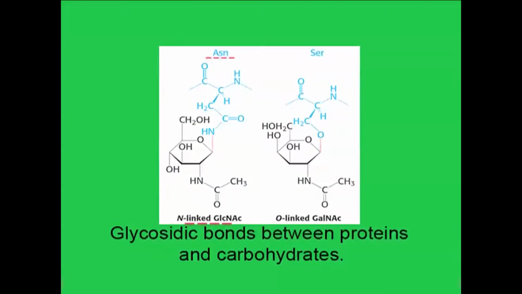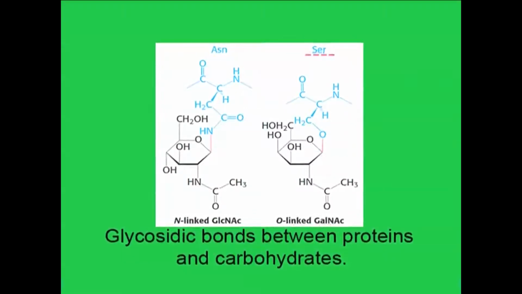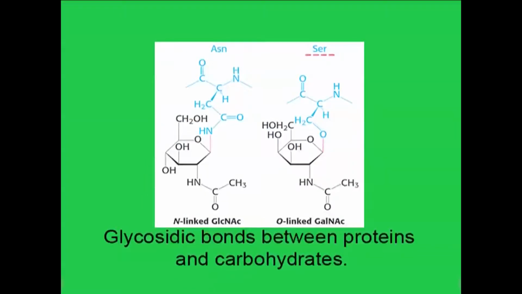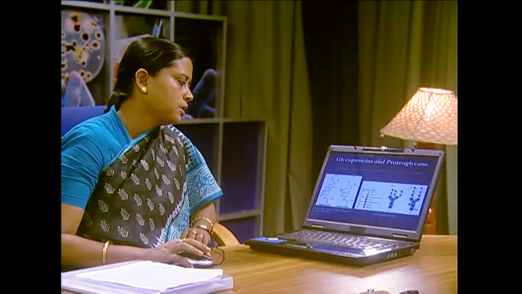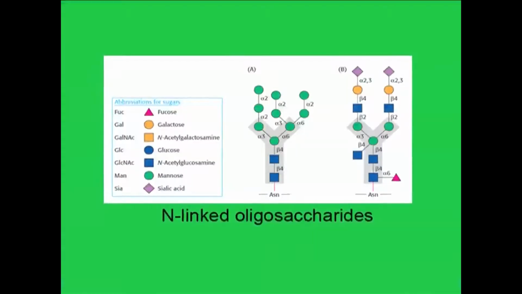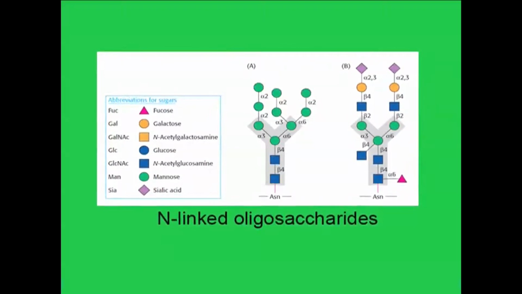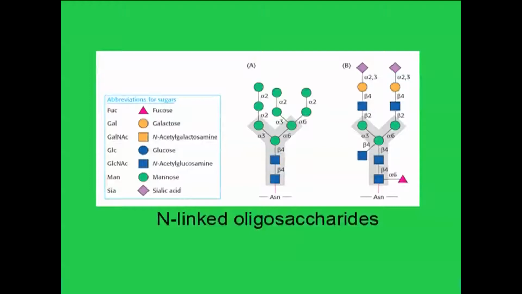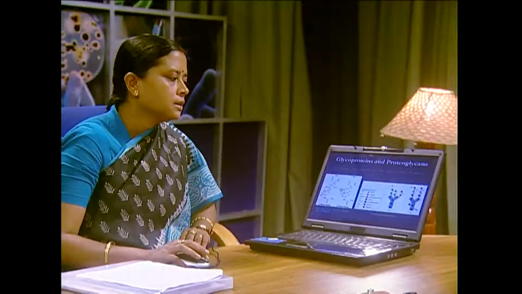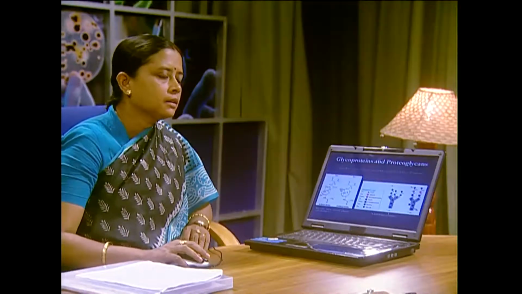In N-linked glycosidic bonds between proteins, the asparagine amino acid is involved, and in O-linked glycosidic bond formation, the serine residue of the protein is used, forming the O-linked N-acetyl glycosidic bond. This shows the oligosaccharide has been completely attached to the asparagine, forming an entire moiety of oligosaccharide attached to asparagine. Here also the entire oligosaccharide has been joined to asparagine, forming the glycoproteins.